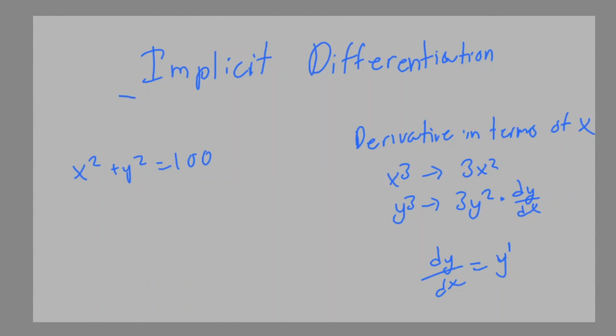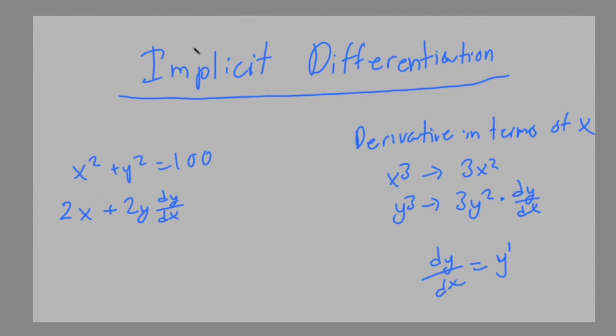Alright, so today we're going over implicit differentiation. With implicit differentiation, think of it as like sorting. Let's say we find the derivative in terms of x squared plus y squared equals 100. So for this, if we find it in terms of x, we would have 2x plus 2y dy dx.